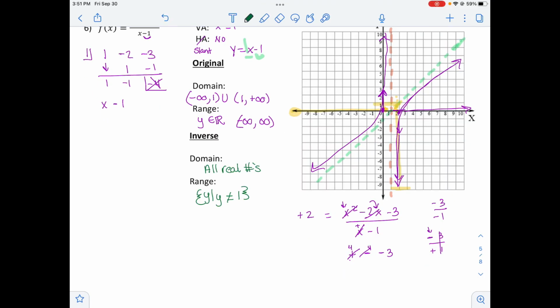All right, so if we look at the inverse, we know that they just switch spots. So for our domain, we'll say all real numbers. We can just write it that way as well. And then our range, I wrote the other way, y such that y is not equal to 1.